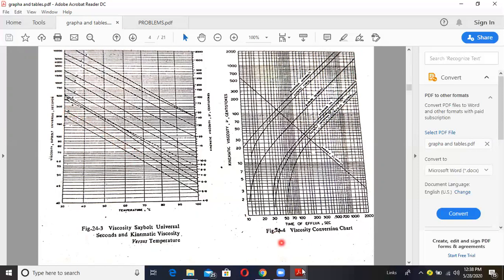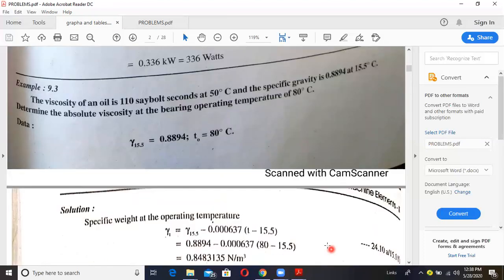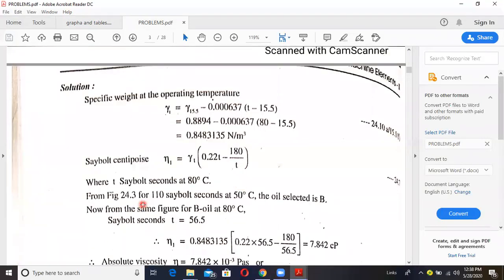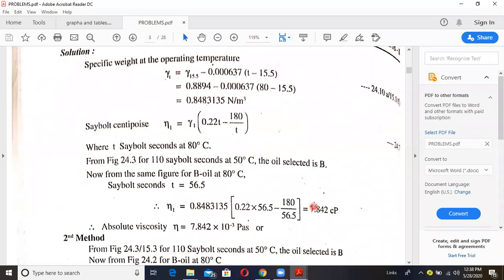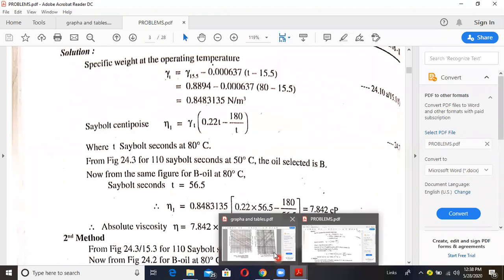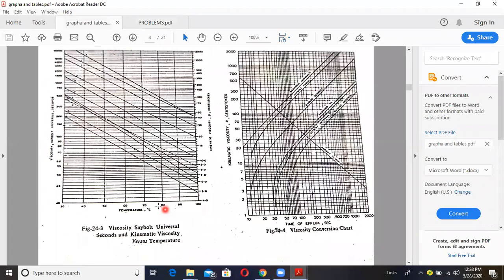So that is how they find it out. For 110 Saybolt seconds at 50 degrees, the oil selected is B. Now we got the type of the oil is B. Now we are going to calculate T at which temperature? At 80 degrees Celsius. Now refer to the same figure. Now go to 80 degrees Celsius. Now 80 degrees and the curve is B.